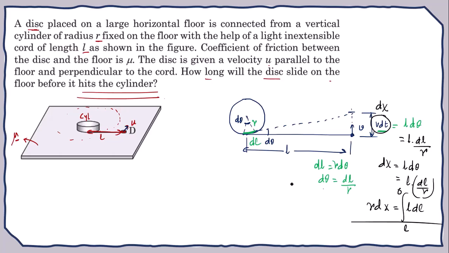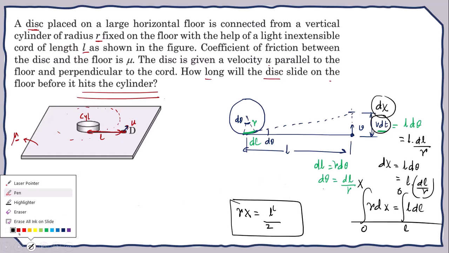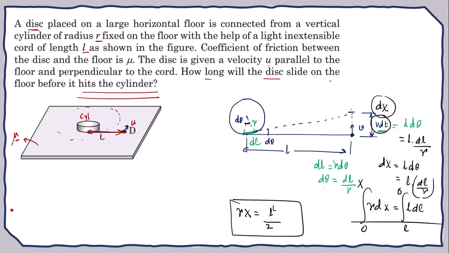Now what is the x number? When the length is L, no portion of the string has been wrapped, so this linear elongation is 0. So x is 0 initially, and finally this is the x. If I do the integration, I get r into x equal to L square by 2. Now here one thing is negative, another thing is positive. If I take the d theta and dl, dl is decreasing.